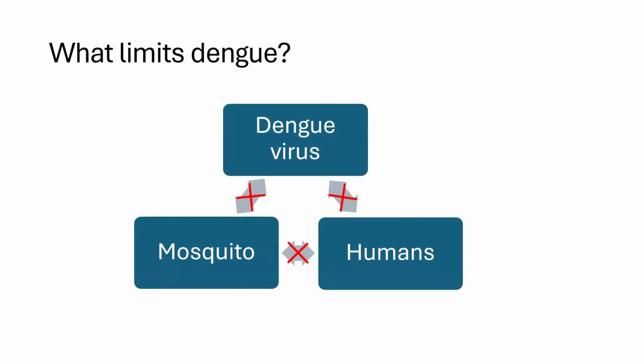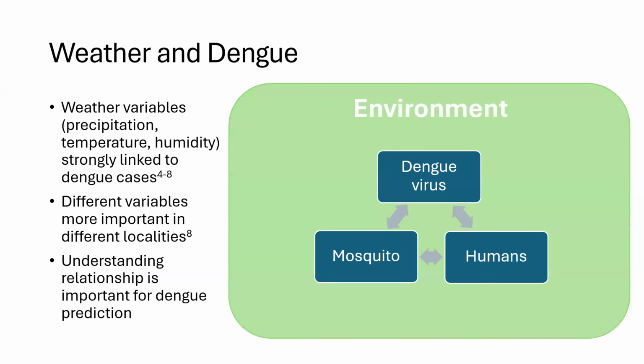So, one of the things that has been proposed as related to these limits of dengue spread is climate and weather. So when we're looking at our dengue virus, mosquito, human relationship, we're looking at how the environment, in this case weather and climate, relates to them. There's been a lot of work showing that weather variables, namely precipitation, temperature, and humidity, are strongly linked to dengue cases. And there's a couple of biological reasons for this.